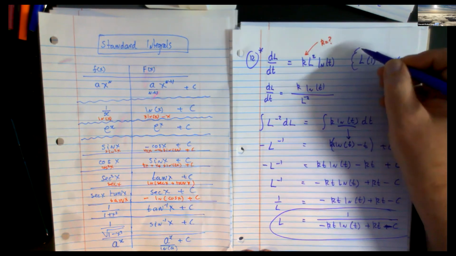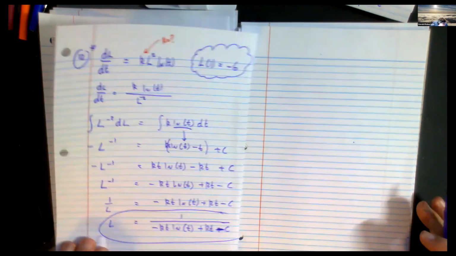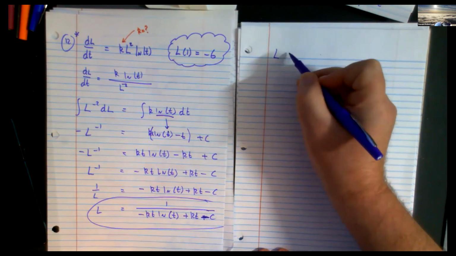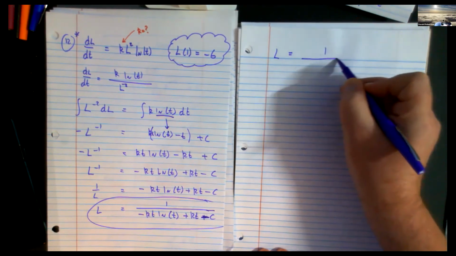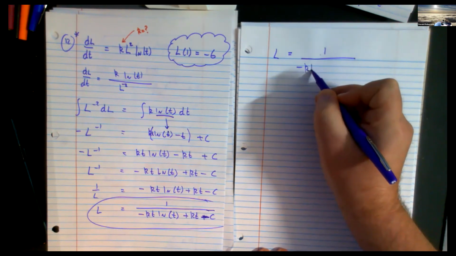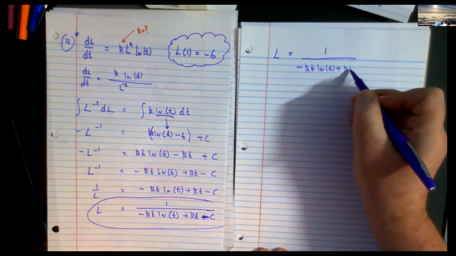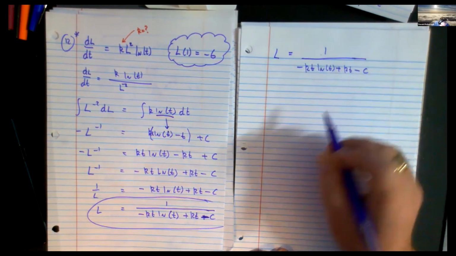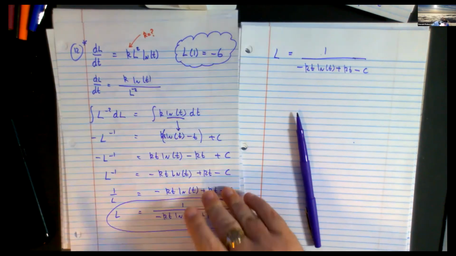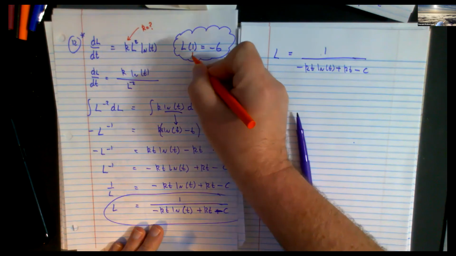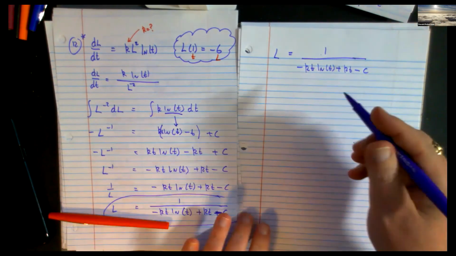But they told us that. So we are now going to find c. So L is 1 over -kt log t plus a kt, take away a c. And we've just been told by that boundary condition that when t is 1, the L is -6. So I'm going to put a -6 here.